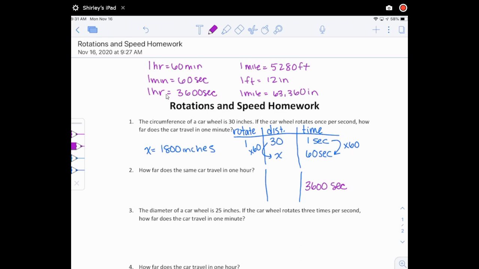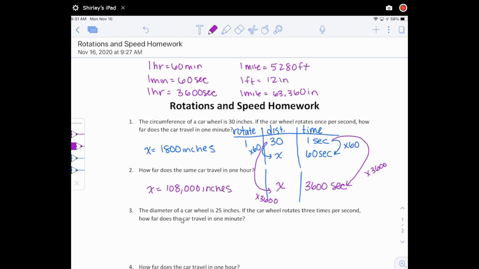So again, since I'm talking about 1 hour, I'm in terms of seconds here. I put in my scale factor, 1 hour is 3,600 seconds, which is where I'm getting that. I need to look at how far it travels. So again, what's my scale factor? Well, I can really pick anything in the table. 1 second up to 3,600 seconds is to multiply it by 3,600. So that means I'm going to take that 30-inch distance and do the same thing, multiply it by 3,600. And see what we get. So 30 times 3,600, 108,000 inches in an hour.